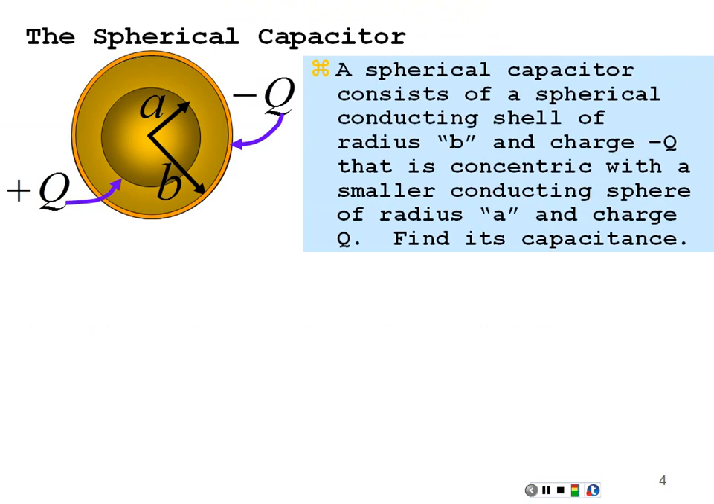A spherical conductor capacitor consists of a spherical conducting shell, radius B, concentric with a smaller conducting sphere, radius A, and charge Q. Find its capacitance. So we have 2 nested shells, plus Q on the inside, negative Q on the outside. We want to find the capacitance of this device.